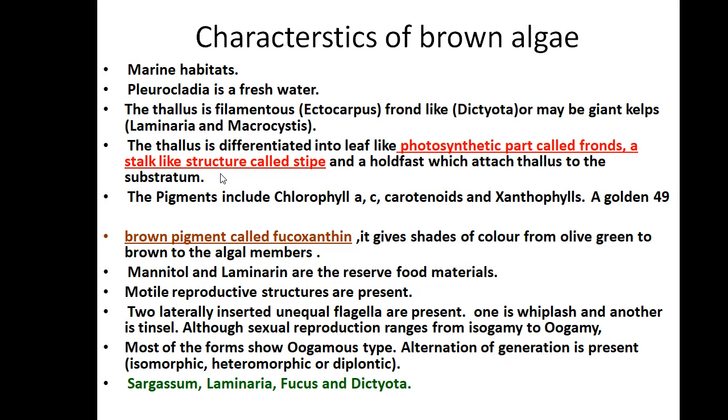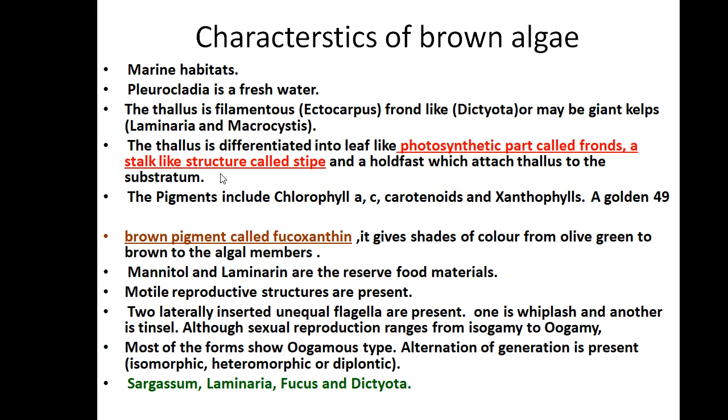Phaeophyceae. The thallus is differentiated into a leaf-like structure and a holdfast. The leaf-like photosynthetic part is called the frond, and the stalk-like structure is called the stipe. Somewhat stalk-like structure is called the stipe, and somewhat leaf-like structure is called the frond. It has the photosynthetic part in the leaf-like structure of the Phaeophyceae, and the stalk-like structure is called the stipe.